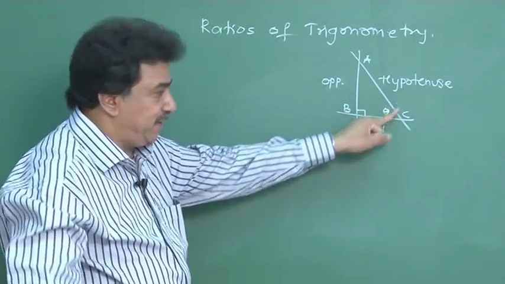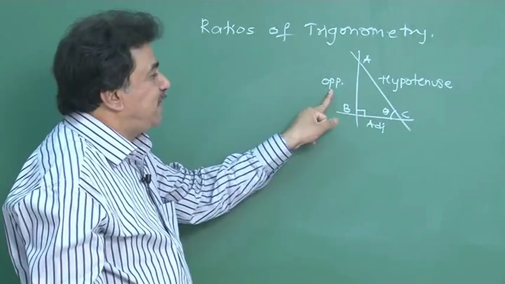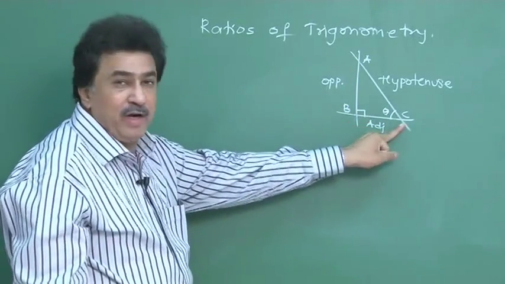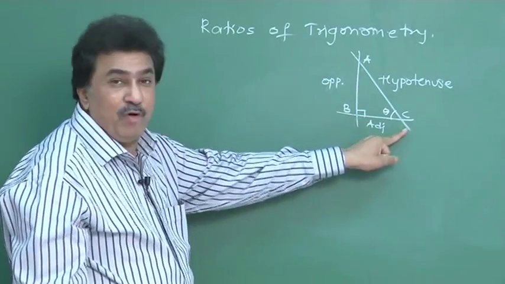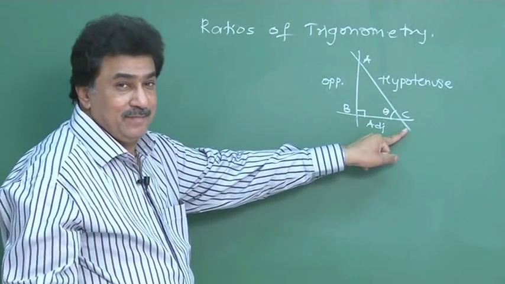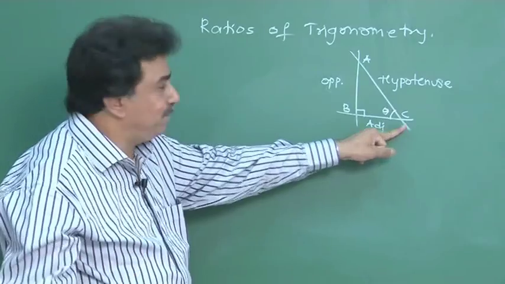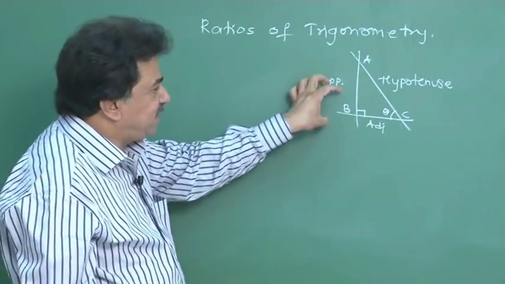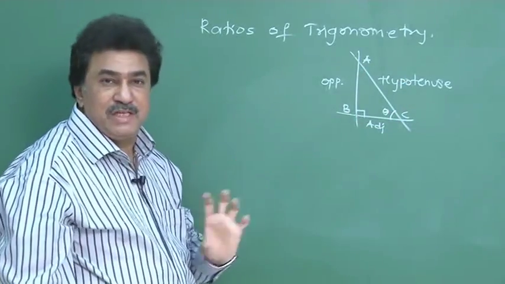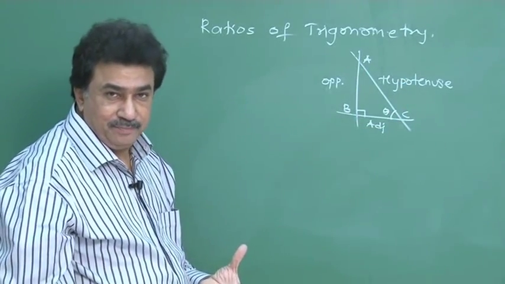I revise once again. From angle C, the opposite side is AB and BC is the adjacent side. But from angle A, BC becomes the opposite. Yes, what is the adjacent side now? Fantastic, that's AB. Yes. These are three sides which will help me to find the ratios.